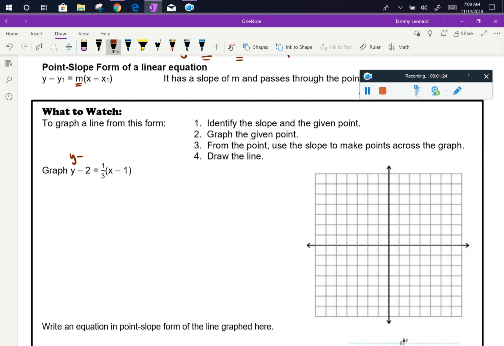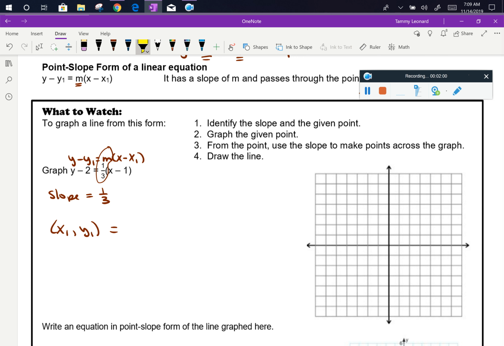So as I get started for the first time, it's a good idea to write the formula right above your equation so that you can see what's going on. And one of the first things you should notice is that m is sitting right here. So the slope of this line is 1/3. So we already know that when we go to graph, the line will go up 1 and right 3 from whatever point we start at. So the million-dollar question is, what's the x1, y1? What point do we start graphing from?